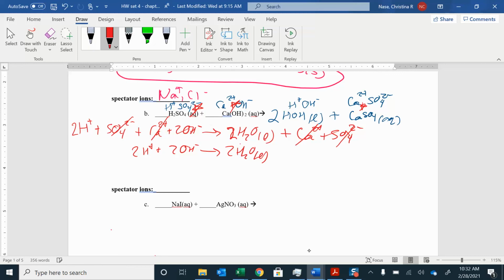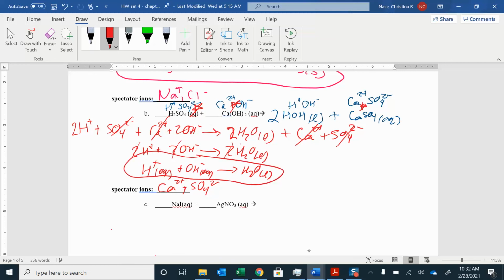And you see how I have 2, 2 to 2? I can write that with the simplest numbers, which would be 1, 1 to 1. So I end up with H plus aqueous, OH minus aqueous, gives me H2O liquid. And my spectator ions are calcium and sulfate. And you'll see this a lot. If you have a strong acid and a strong base, that's always going to happen. You're going to get a soluble salt and liquid water.